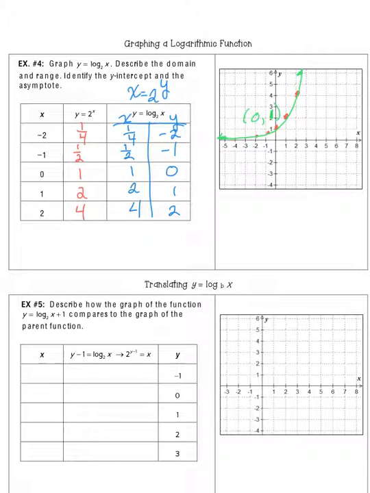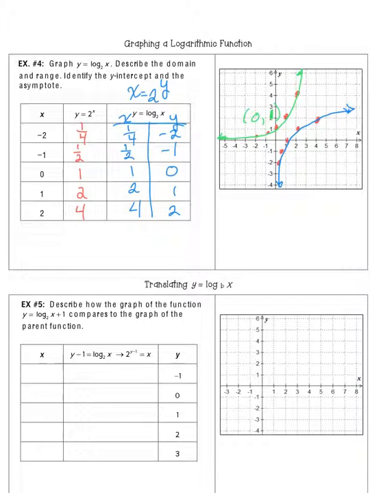So I get to the right 1/4, down 2. To the right 1/2 and down 1. To the right 1, down 0. That's going to become your key point. And to the right 2, up 1. And to the right 4, up 2. So this is going to look like this.